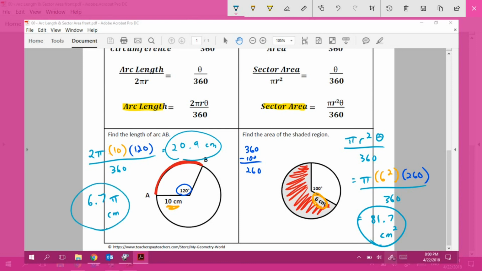And then, same thing for this area one. We're going to put everything in the calculator except the pi. So 6 squared times 260 divided by 360. My answer will be 26. But when I write my answer, I'm going to put the pi back in. So 26 pi centimeters squared. So that's how we put our answers in pi form. You need to know both.